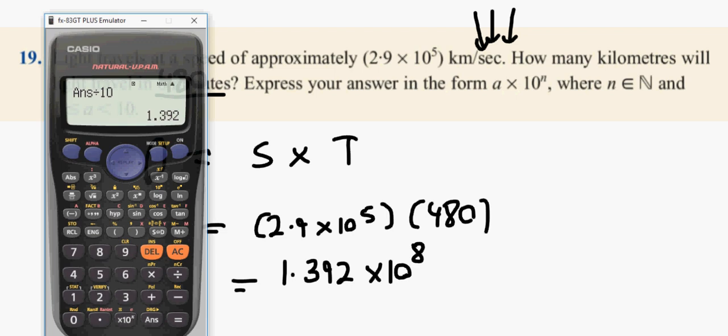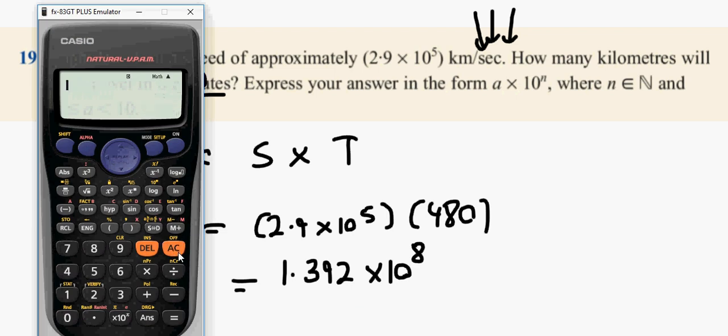Now, I kept this hidden from you, but get this. If you go to Shift Setup, see Science Mode, 7. Kept this hidden because I want you to understand it. Press 0. Do the same question in your calculator again.